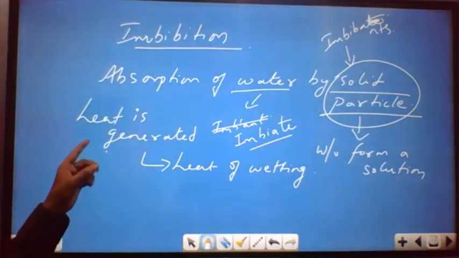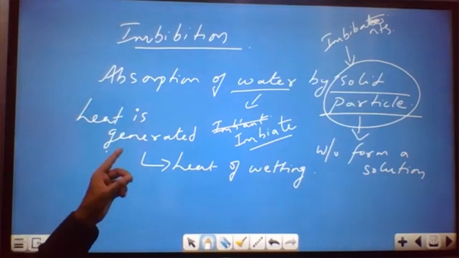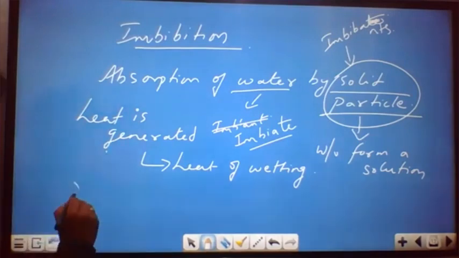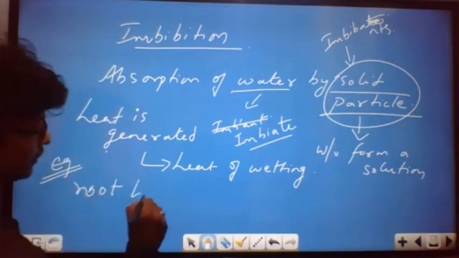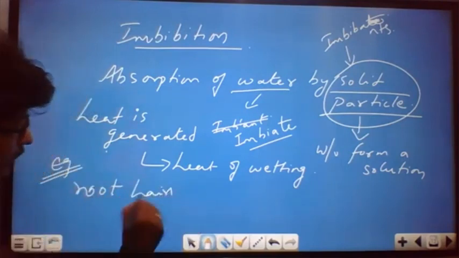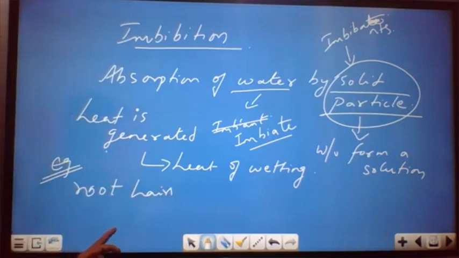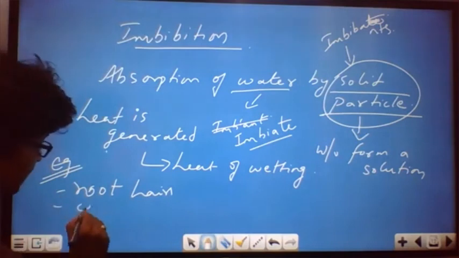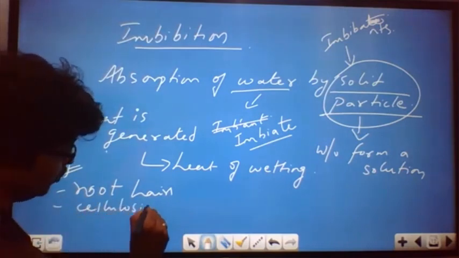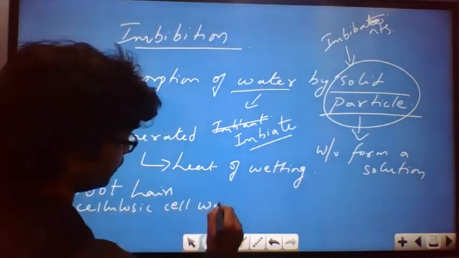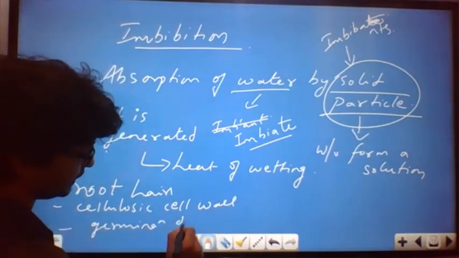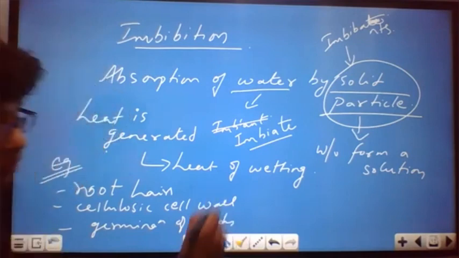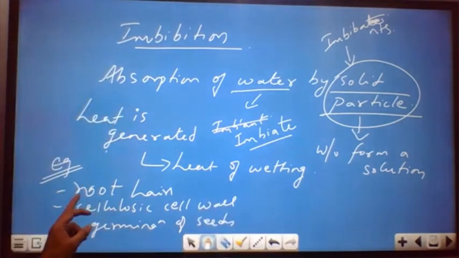Where can you see this? For example, in the cellulosic cell wall, or in root hairs when they absorb water. We take these as examples for imbibition: root hairs, cellulosic material like the cell wall, and the germination of seeds. In all these cases, these are quite good examples that you can write for imbibition.